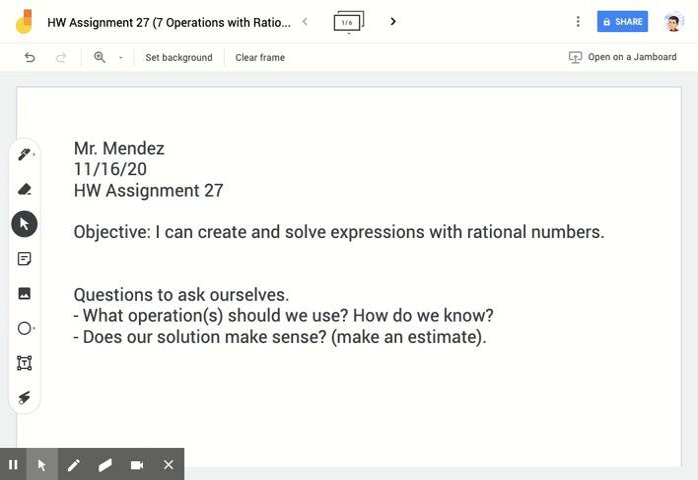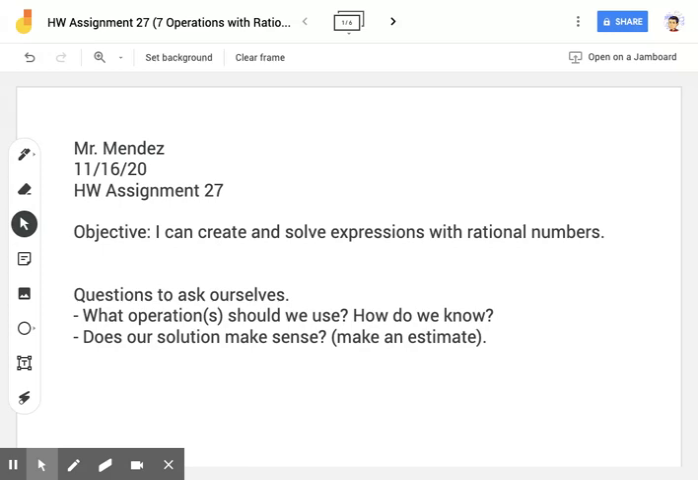What's going on, everybody? Homework assignment 27. Today's objective, I can create and solve expressions with rational numbers. So we're going to take everything that we have done so far, and we're going to put it all together today. Specifically, we're going to focus on these different types of word problems, okay?